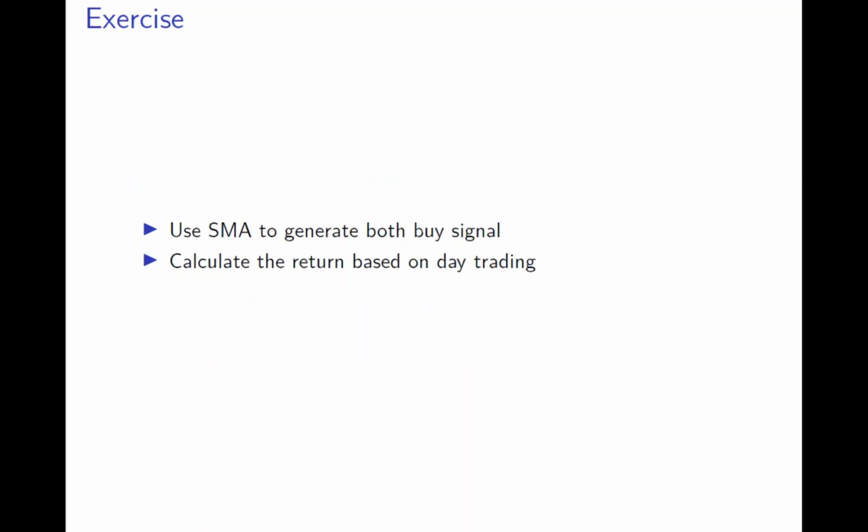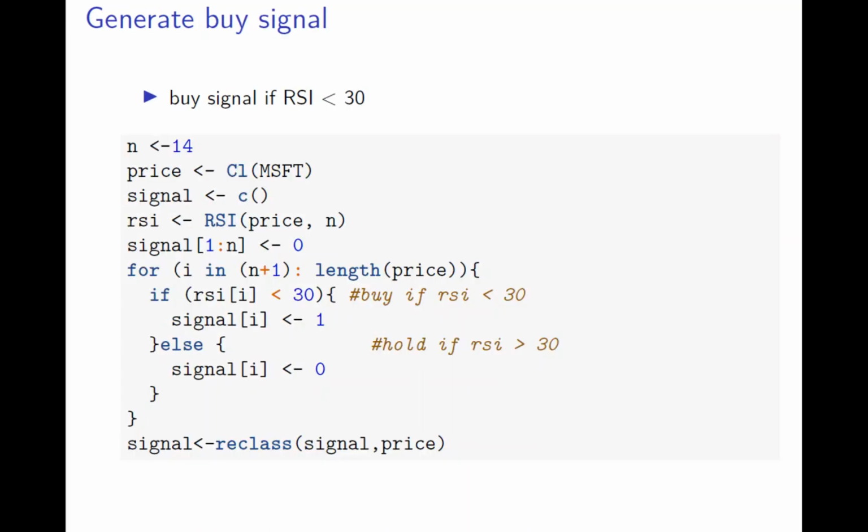Okay, so the answer is very simple. The look-back window is 14 days, based on the closing price. Signal is a null vector, and RSI will be the RSI based on n-day price. The signal from day one to day n is zero because the first n days are not trading. We need to wait n days to get the n-day RSI. So the first n days are not trading, and we trade from day n plus 1 to the end.